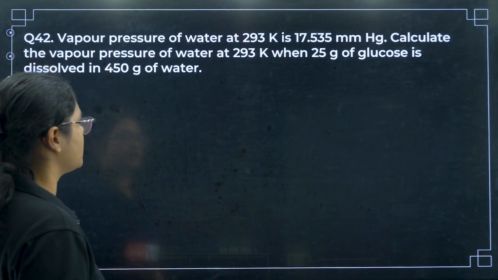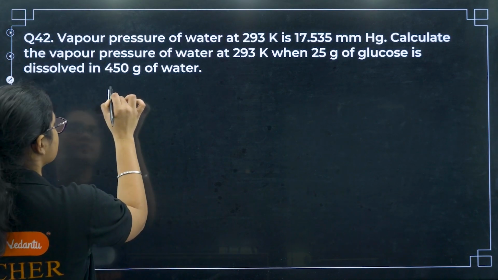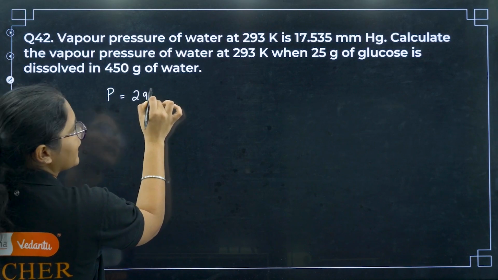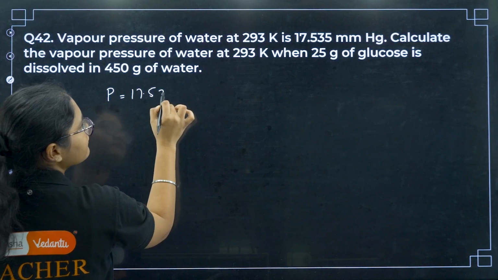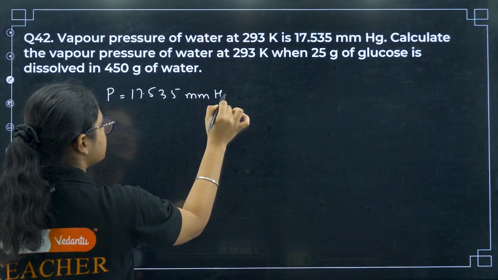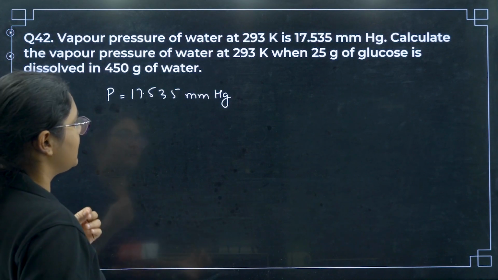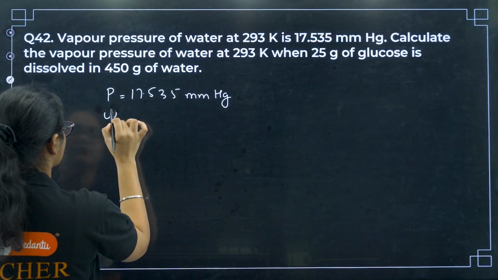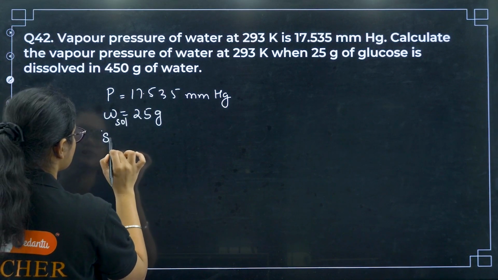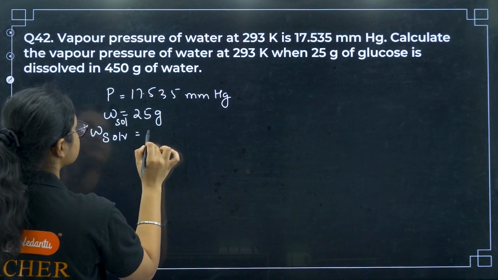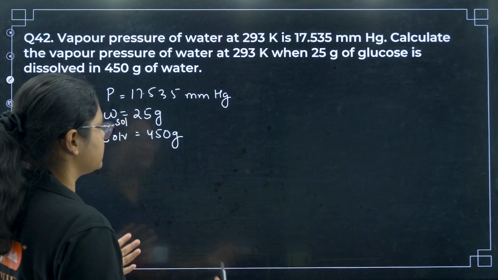Next, vapor pressure of the water at 293 Kelvin is 17.535 mm of Hg. Okay, so we have vapor pressure of water as 17.535 mm of Hg. Then calculate the vapor pressure of water at 293 Kelvin when 25 gram of glucose is dissolved in... So what is the mass of glucose dissolved? 25 gram. This is the mass of solute. Then mass of solvent is 450 gram of water. And yes, this is a very simple question.